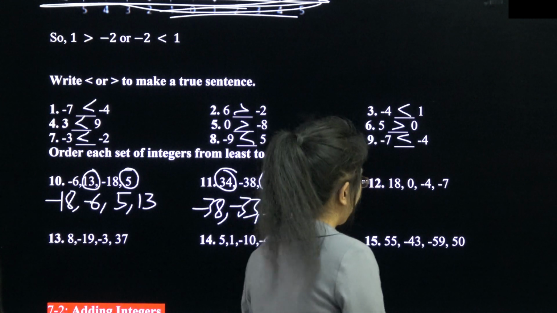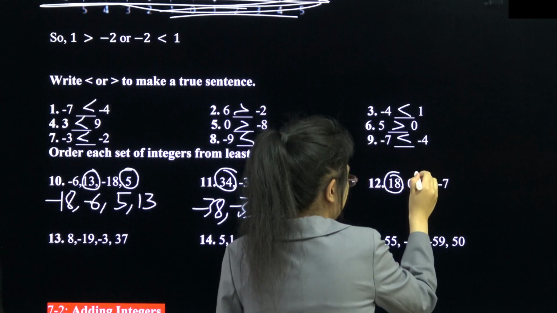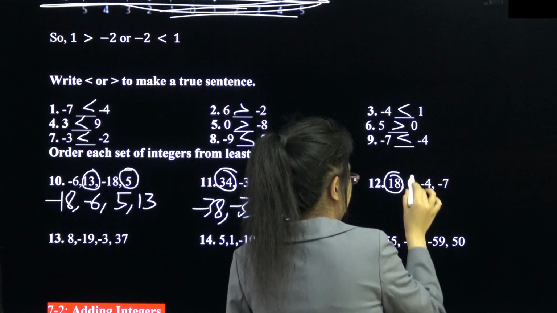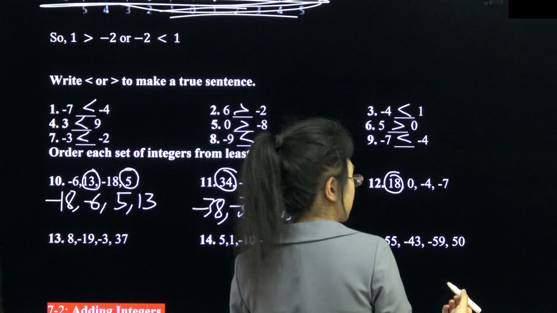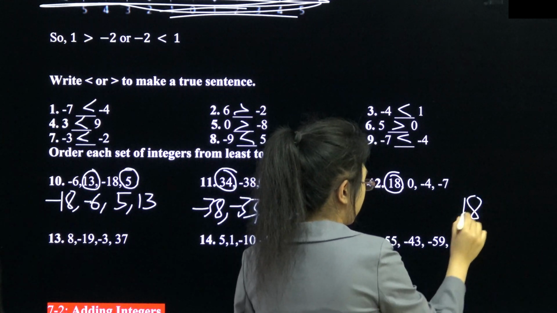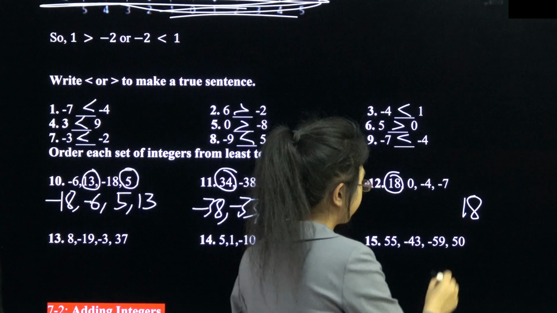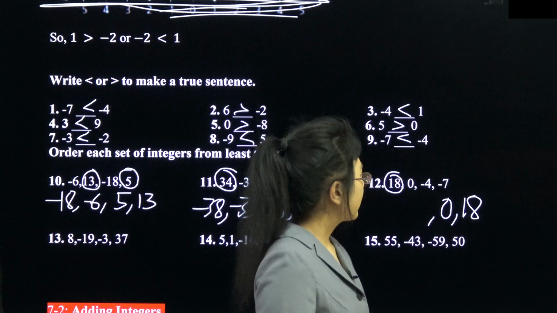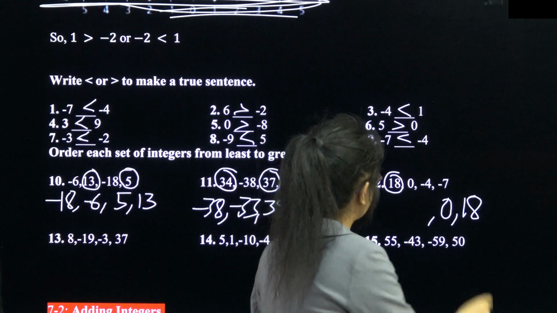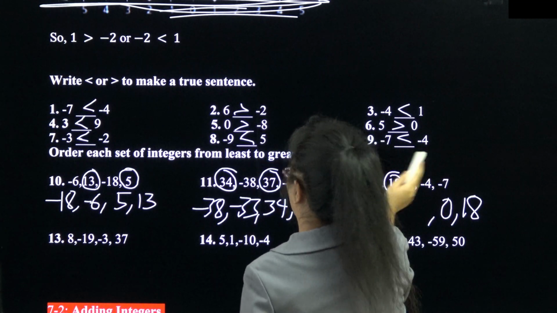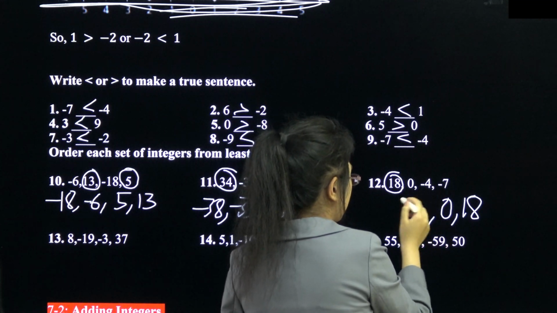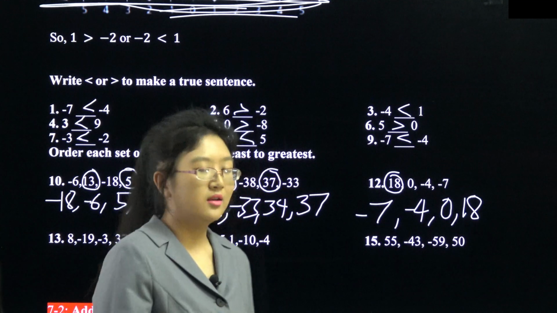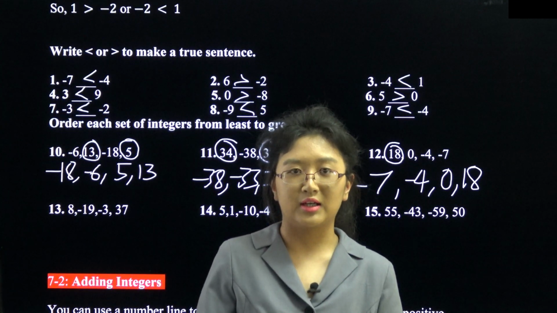Here, we have 18, 0, negative 4, and negative 7. Now, I know that 0 isn't exactly positive, but it's not negative either. And there's only one positive integer, which is 18. And then it's 0, and then it's the two negative ones. Negative 7 is smaller than negative 4, as shown by the questions above. So the order from least to greatest would be negative 7, negative 4, 0, 18.